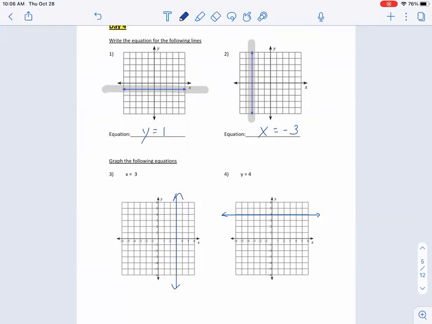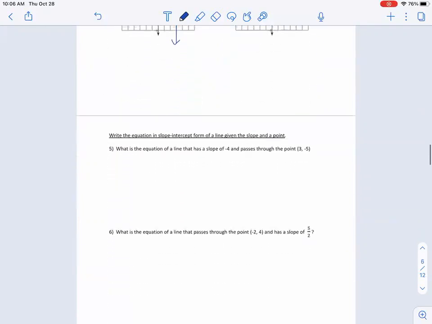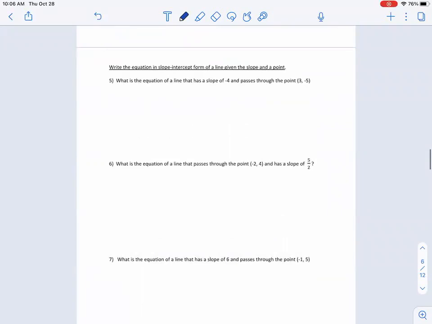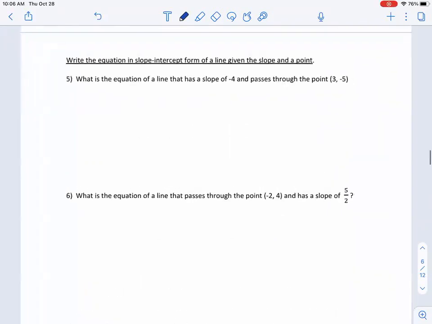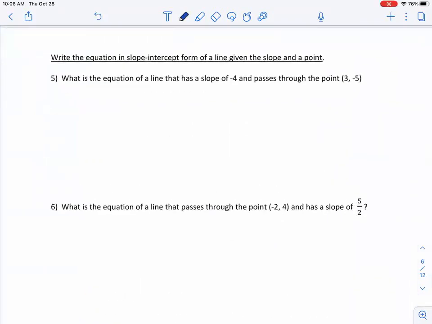All right, so let's keep going with the next section. Like I said, this is going to take a little more time because it has a little more algebra to it. We want to write the equation. It says, what is the equation of a line that has a slope of -4 and passes through the point (3, -5)?